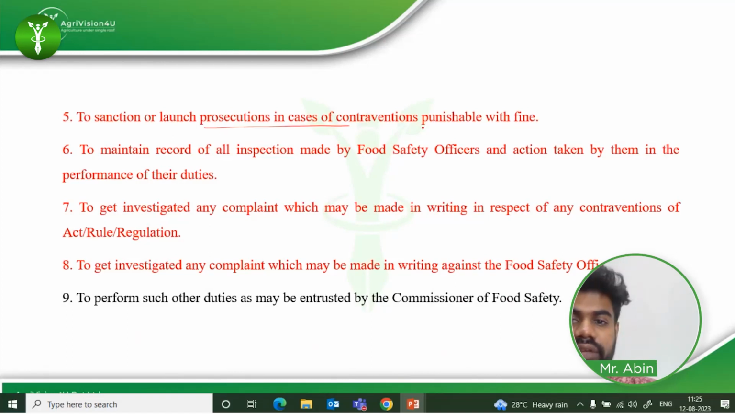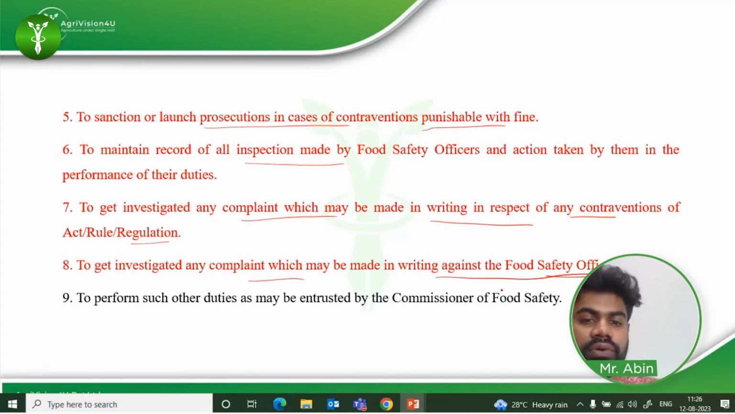Function of law: prosecutions in case of contravention punishable with fine. Record of all inspections made by food safety officers and action taken by them in the performance of their duties. Investigate any complaint which may be made in writing in respect of any contravention of the act, rule or regulation. Investigate any complaint which may be made in writing against an FSO. This also comes under the purview of the designated officer.